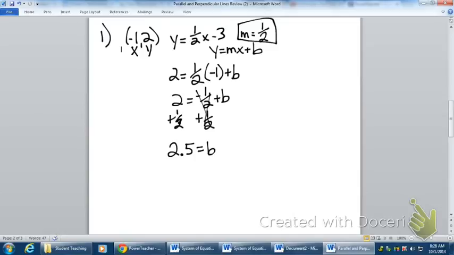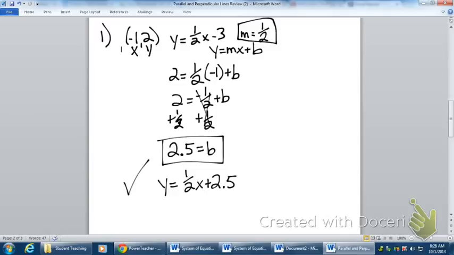Now, the last step to this equation, now that we have a b, is to put this in slope-intercept form because we have a b value, or a y-intercept, and we have a slope. So your final answer would be y equals, what's my slope? 1/2 x plus 2.5. So that would be correct.